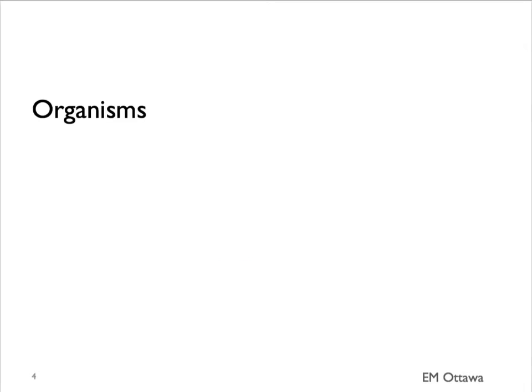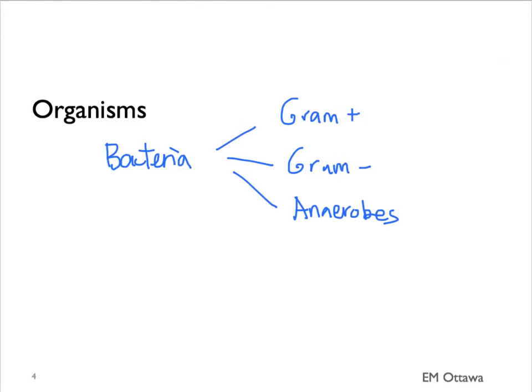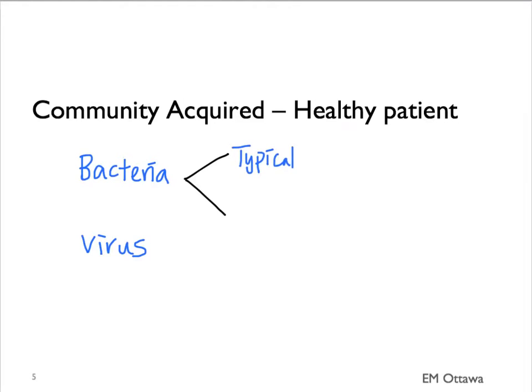The categories of the organisms include bacteria. They can be gram-positive, gram-negative, or anaerobes, virus, and rarely fungal. We will focus our discussion on mostly bacterial and viral pneumonia. Let's talk about our most basic patient, a healthy patient who comes from home, who lives independently, so a community-acquired pneumonia. It can be by bacteria or virus. Bacterial infection is divided into typical or atypical bacteria. Typicals are the ones that give the most typical signs and symptoms, which we'll discuss further.